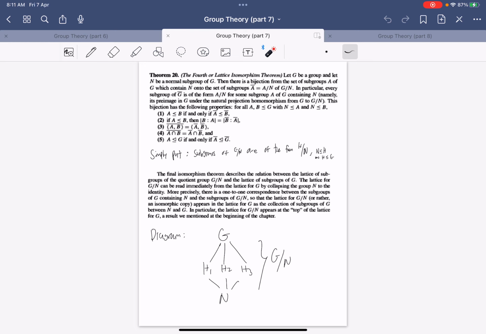So this is the last isomorphism theorem we'll go through. And with these 4 isomorphism theorems, you can now try out problems in Dummit and Foote to really practice finding isomorphism types. So this is all for this video.